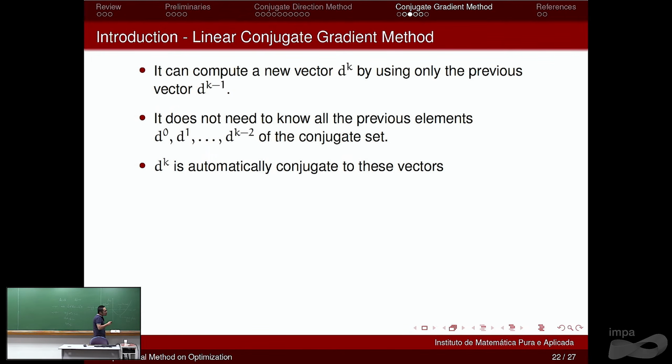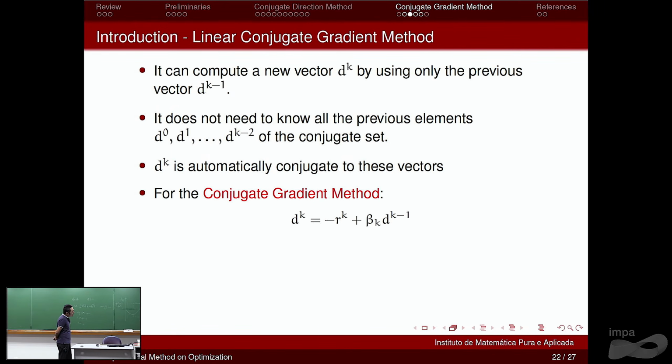So we want to compute dk just by the current information and the previous one, which is cheaper, and it can be automatically conjugate to the previous ones, which satisfies the definition of the conjugate direction method. Okay, so the direction is defined by this. dk equals, first you have minus rk, which is the current residue, and some beta k times the previous direction. And we can see by this direction dk can be automatically conjugate to all the previous directions.